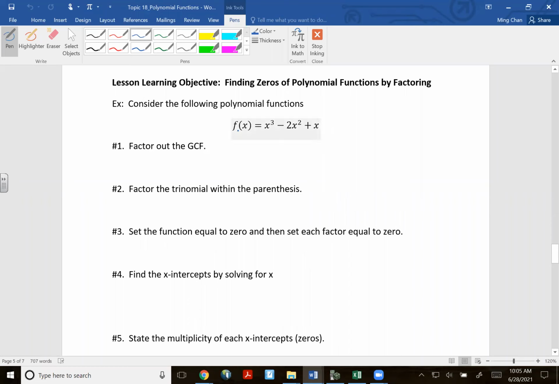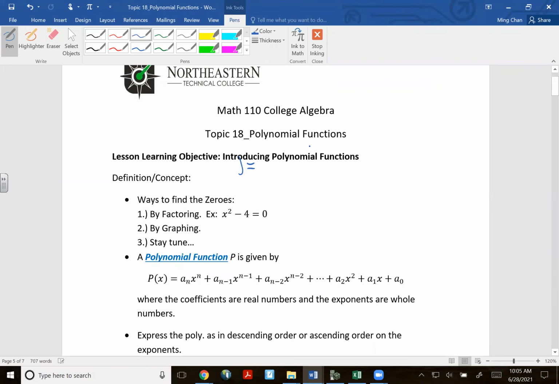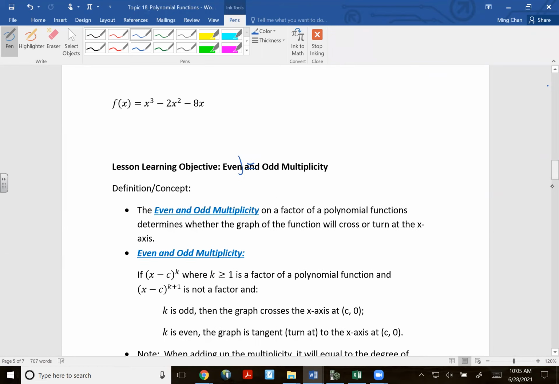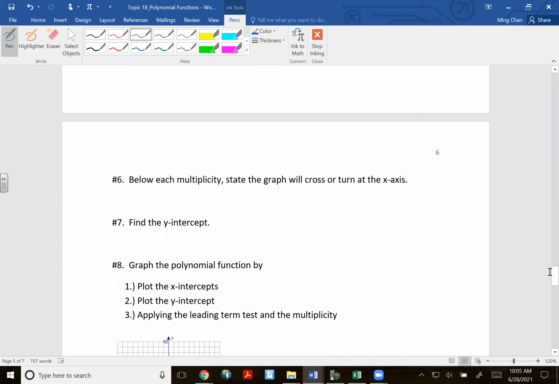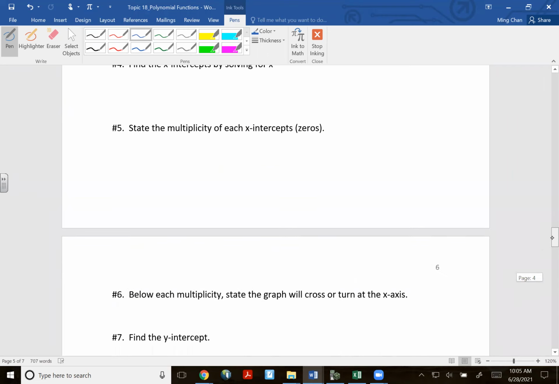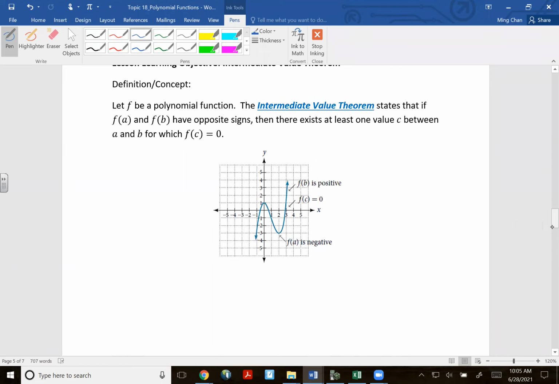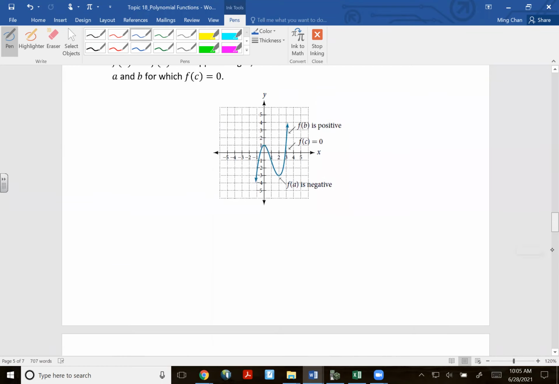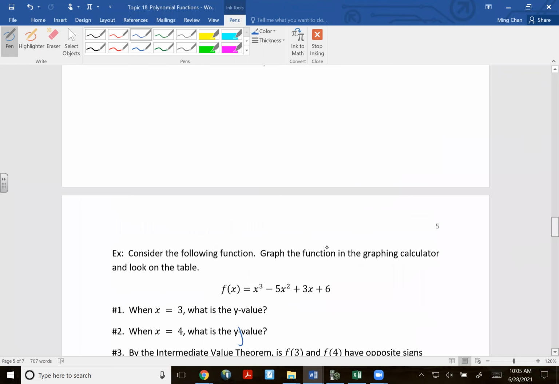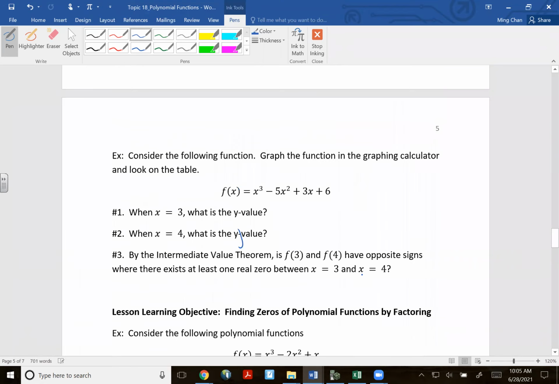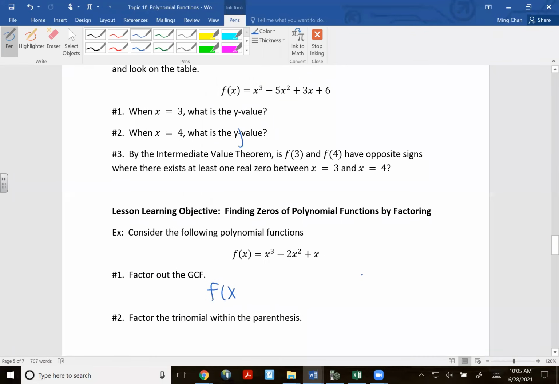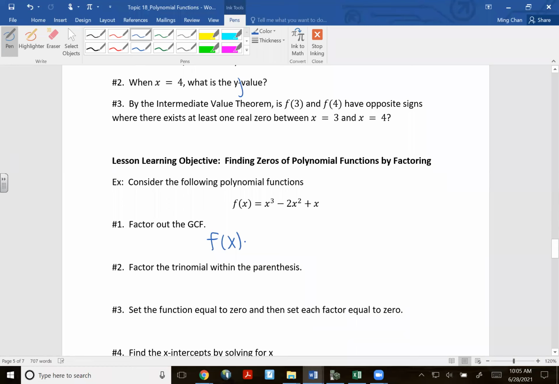So here is a polynomial function. Let's factor out the greatest common factor, because there is a greatest common factor here. So for my function f of x, I believe I can factor out an x. There you go. Once I factor out x, then what should be left should be x squared minus 2x.